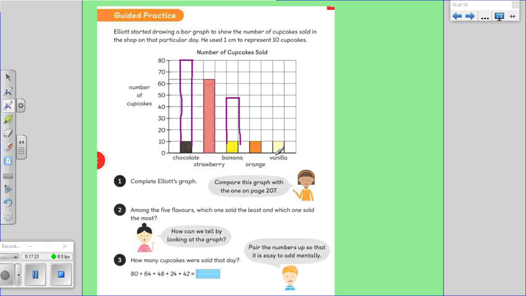The orange is 24, so again I think, where does that fit into my graph? Well, 24 is in between 20 and 30, and we already said about halfway. Well, halfway is 25, so it's just going to be below halfway. And then the last one, vanilla, is 42. So have a think, where does that go on our graph? Well, it's going to go in between 40 and 50, and it's going to be nearer to 40. So we can put it here.